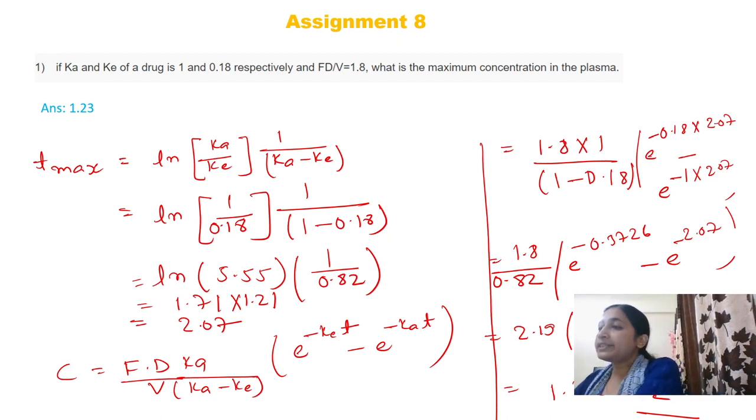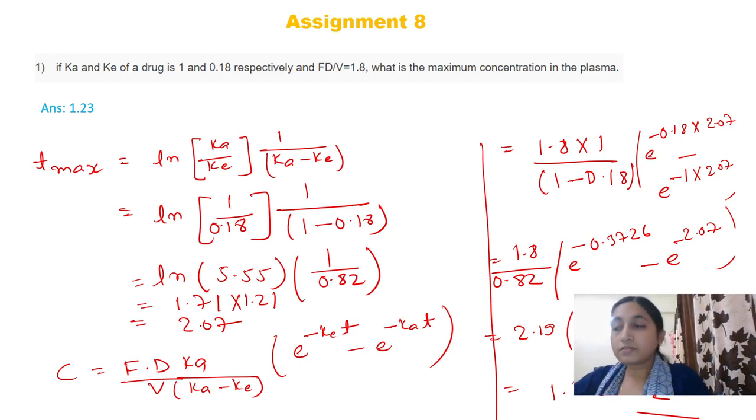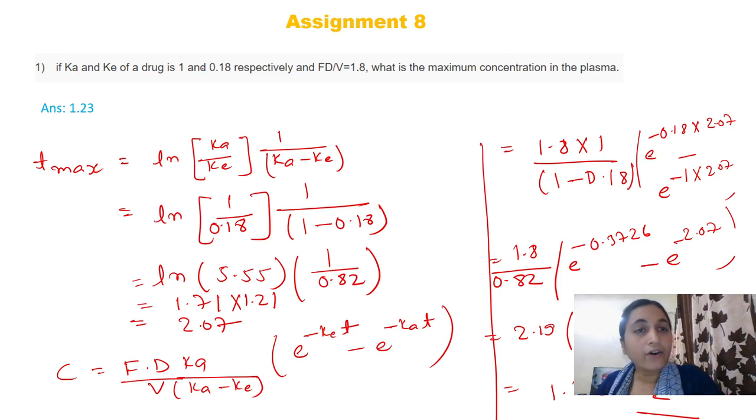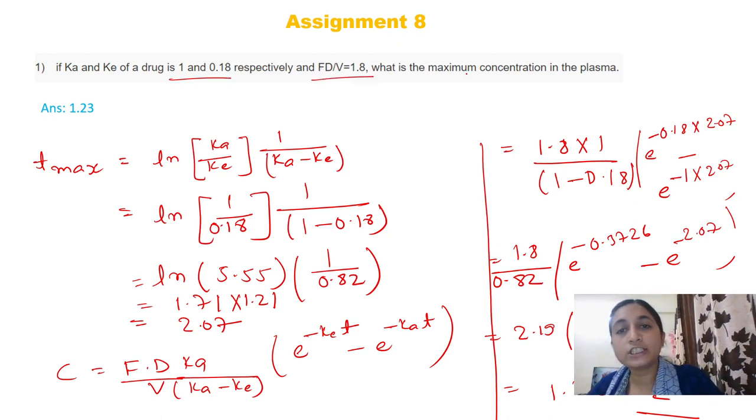Now assignment 8. In assignment 8, question 1, if Ka and Ke of a drug are 1 and 0.18 respectively, and Fd upon V is given as 1.8, what is the maximum concentration in the plasma?